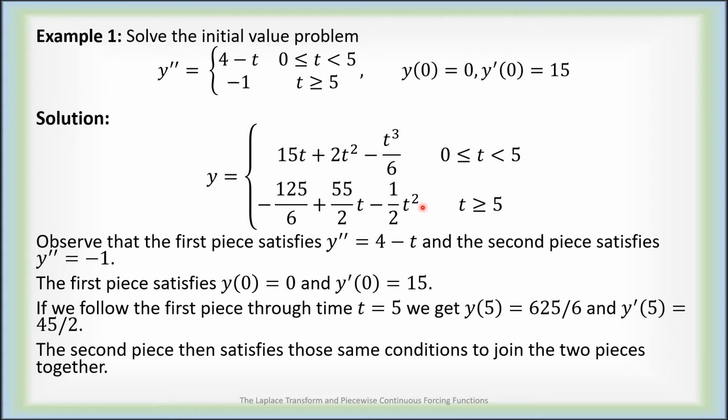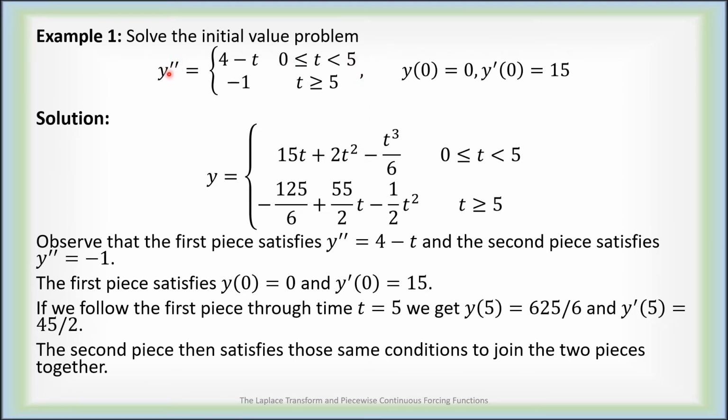This second piece also satisfies y of 5 is 625 over 6, and y prime of 5 is 45 over 2. This hints at a way to do these sorts of problems without bringing Laplace transforms in at all. What you would do is you would solve this initial value problem, y double prime equals 4 minus t, y of 0 equals 0, y prime of 0 equals 15, and you would get this solution right here. Then you would follow this solution through time 5.